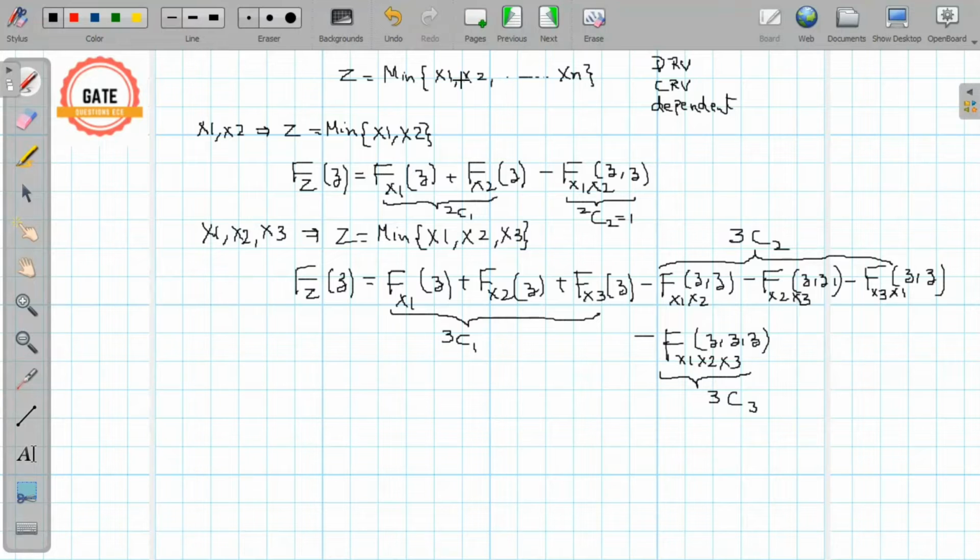So let's write for n random variables. For n random variables, we can write that the CDF of z will be equal to F of x1, I am not writing the bracket and z with these expressions, so the next term will be F of x2, F of x3, plus up to F of xn. So these are for n random variables. Out of n random variables, we are choosing 1. So these are nC1 possible CDFs.